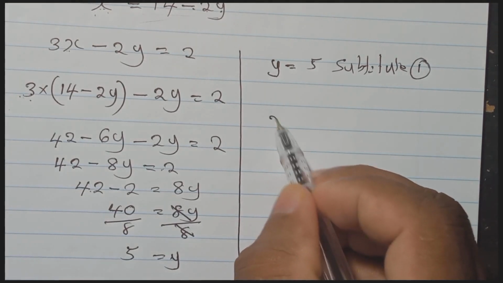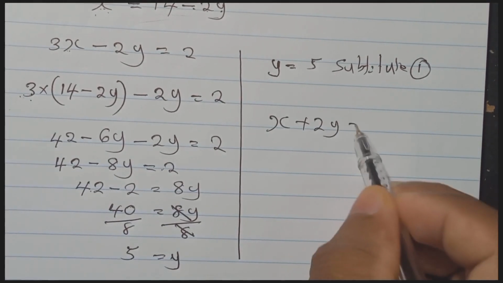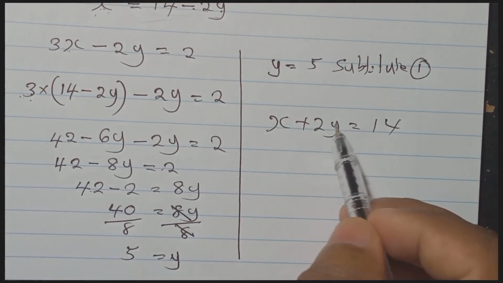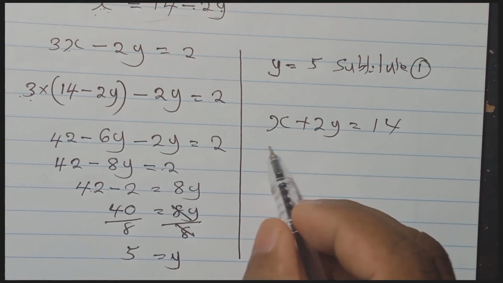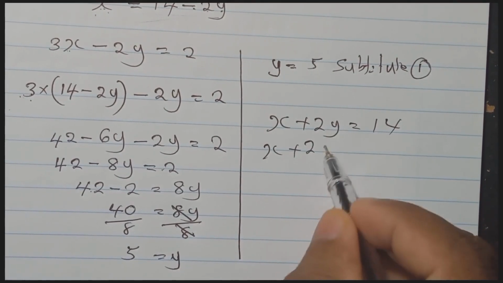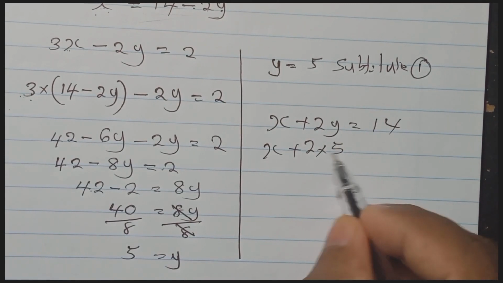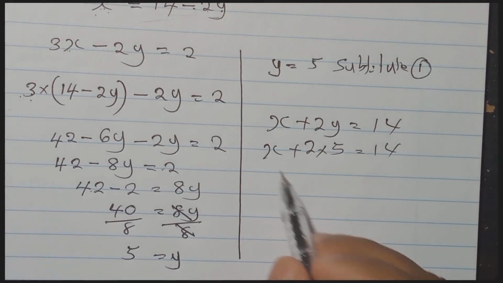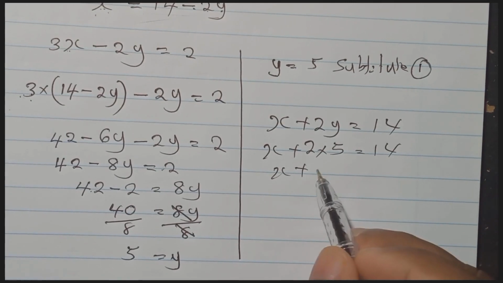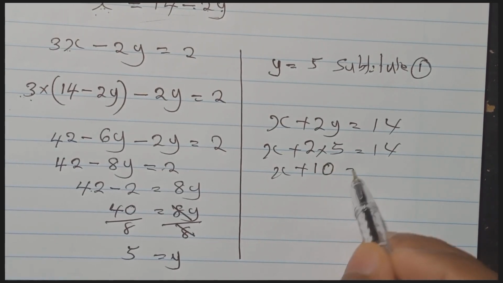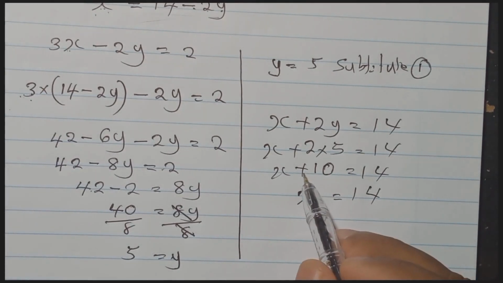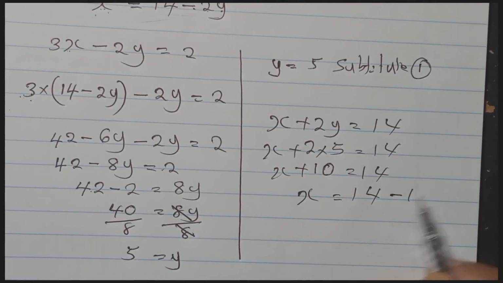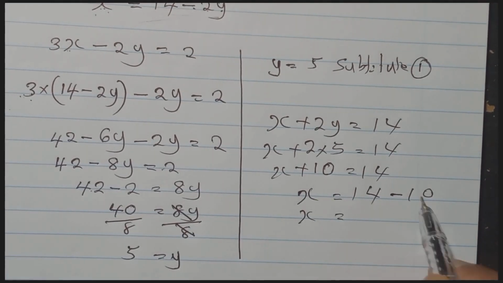So here x plus 2y equals 14. This y I need to substitute with 5, replace with 5. Here x plus 2 into y means you need to put 5 there. Then here x, here you will have what? The 2 into 5, 10. Here 14. Then x equals what? The 14, plus 10 bring to here, it will be minus 10. So here your answer 14 minus 10 means 4. We got the same answer, no?